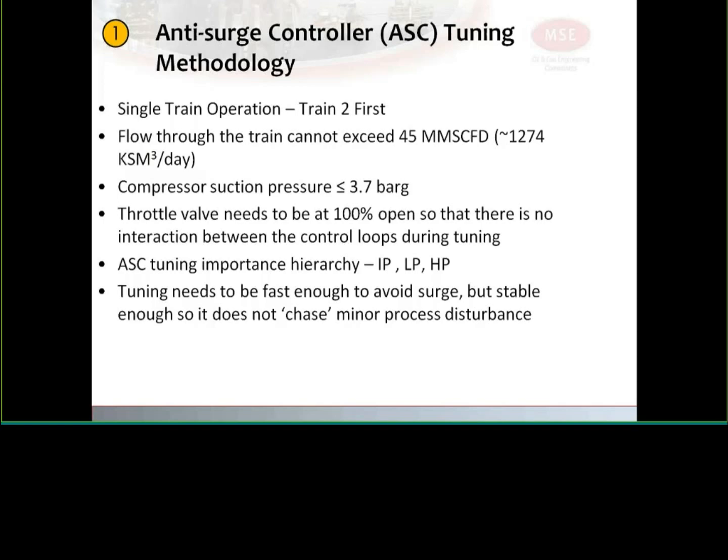We also came up with tuning parameters so that when the tuning exercise is done offshore, they do not have to start with a blank slate and go about it completely blind. The tuning parameters we came up with were fast enough to make sure that the compressors never surged, but also reasonable enough to make sure that there is no hunting between the controllers on the different server controllers.